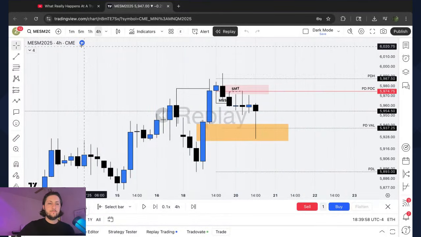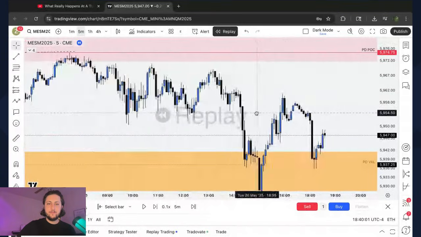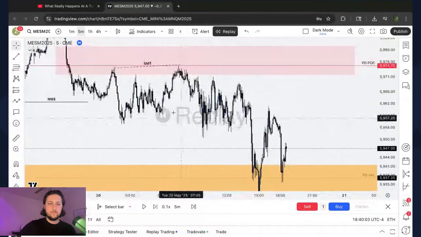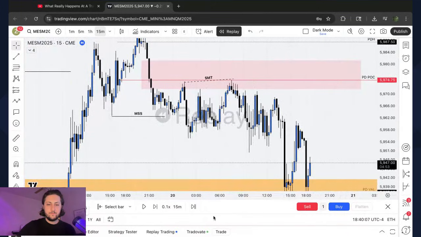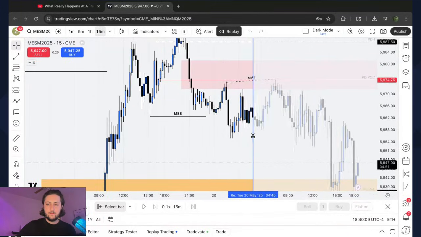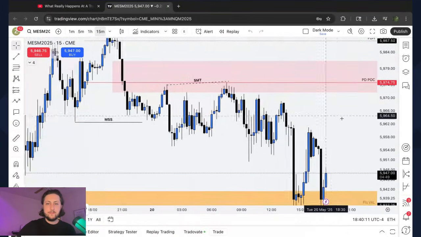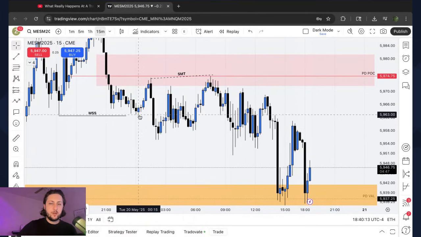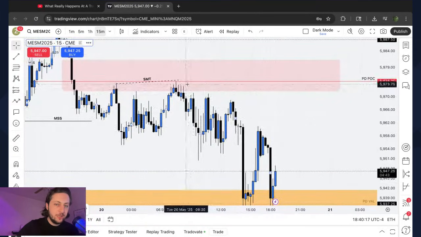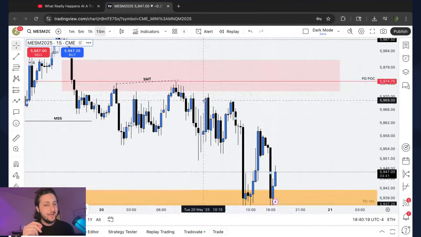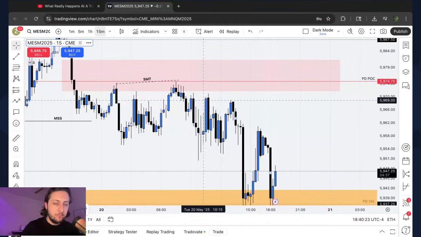Now, let's go back to the 15-minute. Let me go back here. There we go. SMT divergence, market structure shift. SMT divergence up at the highs, previous day's point of control also being our line in the sand for shorts. Again, simple rule of thumb: if we are below previous day's point of control, short. If we are above previous day's point of control, long.